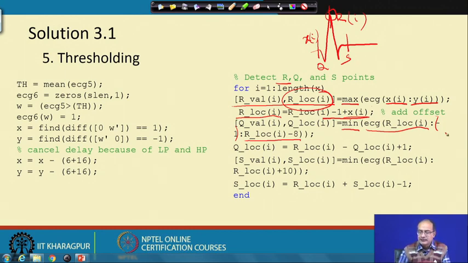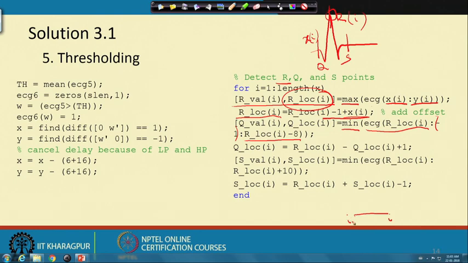That means we are starting from, if this is a vector, this is the location I, this is I minus 8, we are starting from here and going this way, okay, and finding out the location somewhere here where the minimum is occurring. And the location is kept here, and the q value is kept in q underscore value, and the q location is kept in q underscore LOC.